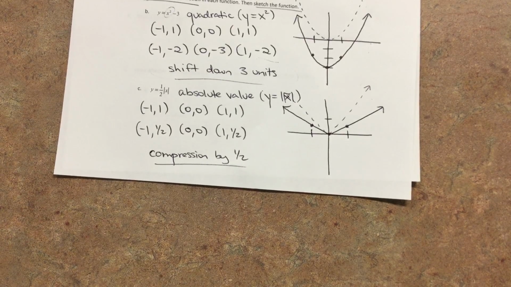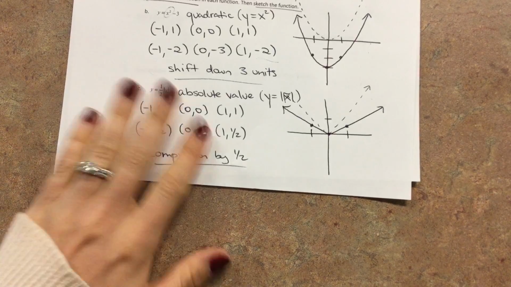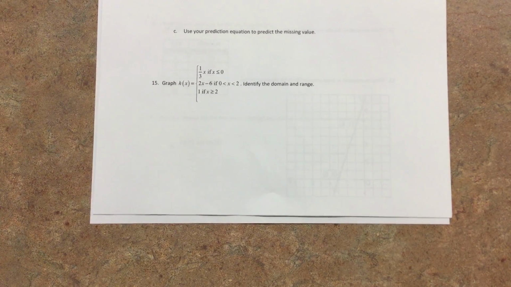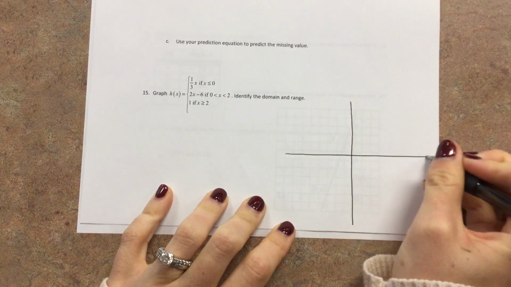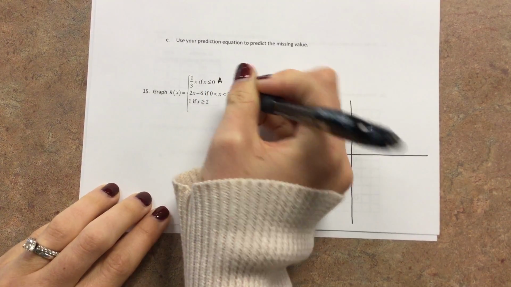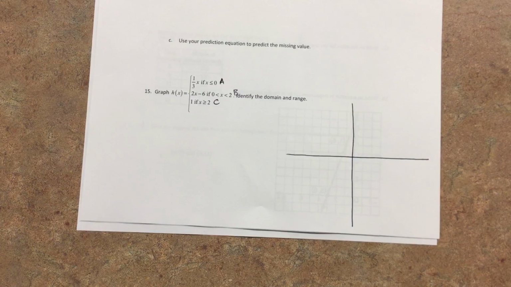Okay, then I have 16 votes each for number 15 and number 21. So let's do 15 first, and then we'll flip back to 21. So 15 is our piecewise graph, so you guys will definitely see one of these. So start off setting up your coordinate system, and we're going to block off our 3 different regions. So we have region A, and B, and C, and then each one of those regions has its own function.